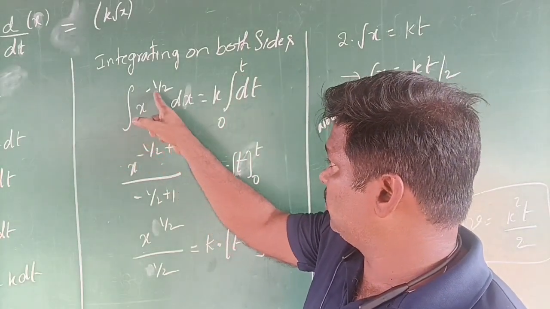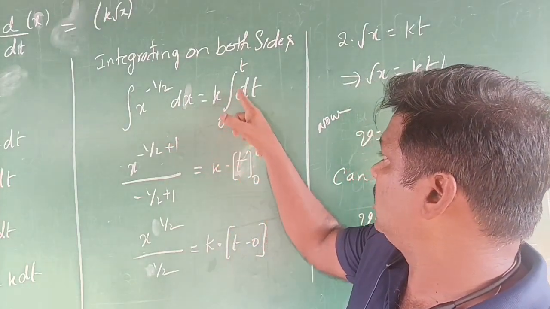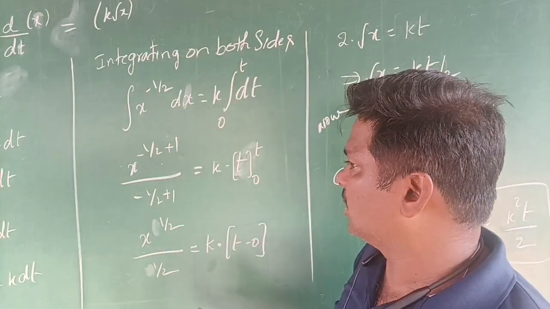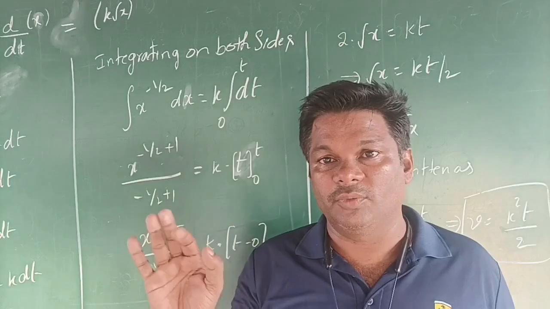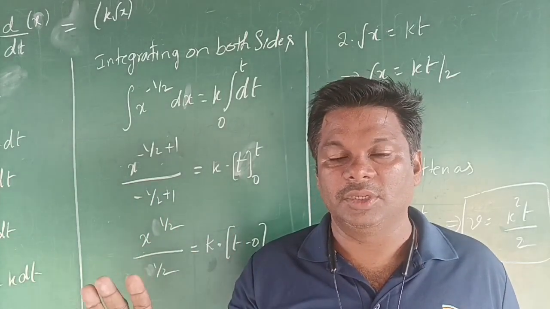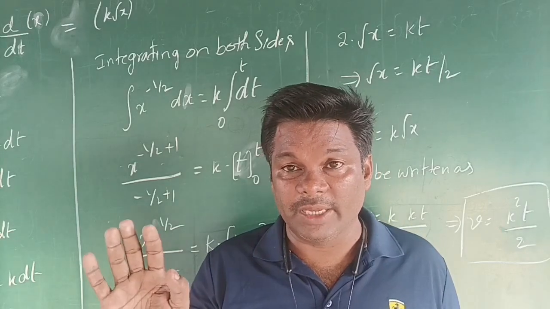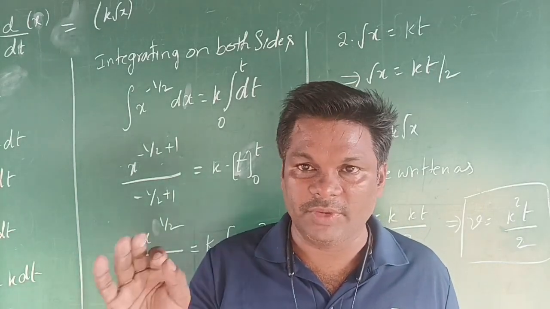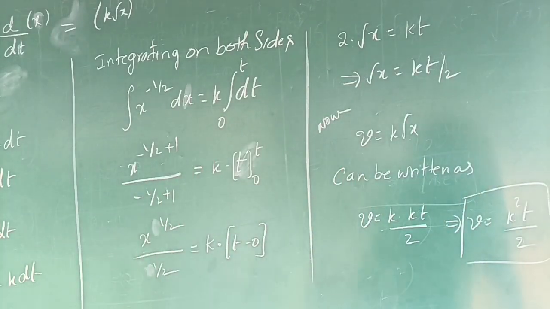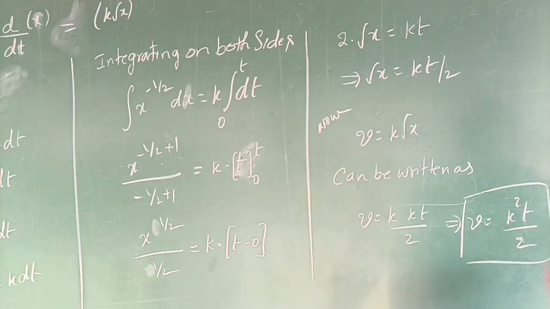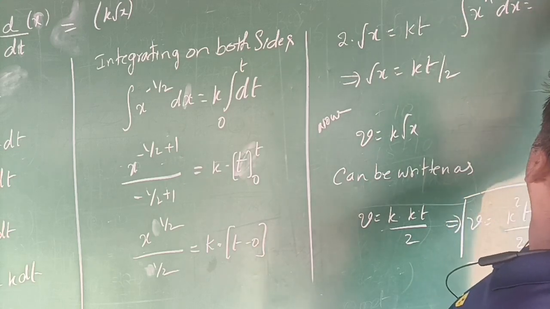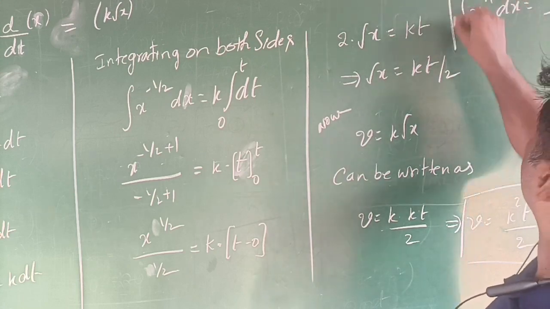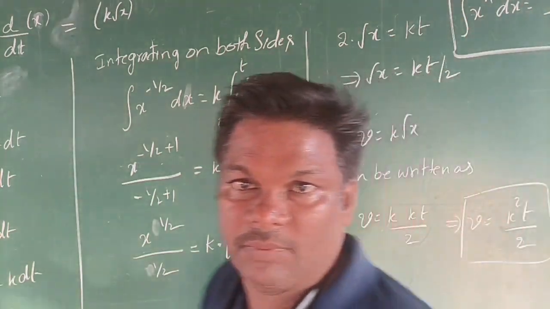The integral of x to the power of minus 1 by 2 dx is equal to k times the integral from 0 to t of dt. Now, our basic formula in integration: the integral of x to the power of n dx is equal to x to the power of n plus 1 by n plus 1. I will write it like this. The integral of x to the power of n dx is equal to x to the power of n plus 1 by n plus 1. So this is your formula from integration.